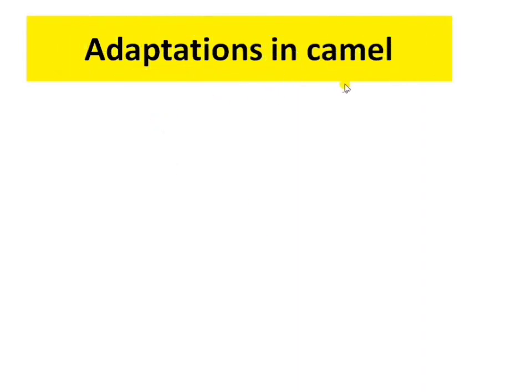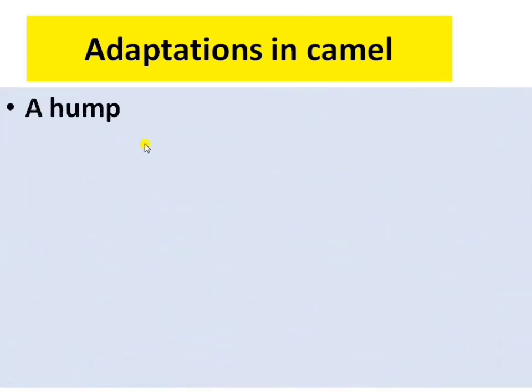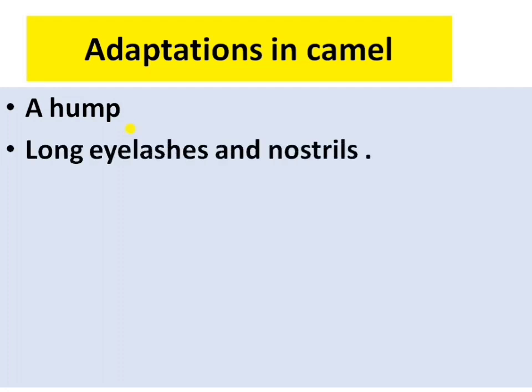Next we are going to study the adaptation in camel. The camel is an animal which travels around in such a climate, so it's also called the ship of the desert. The adaptations in camels are, first, they have a hump. That hump stores food in the form of fat, and they have padded feet to allow movement in the sand. Then they have long eyelashes and nostrils.